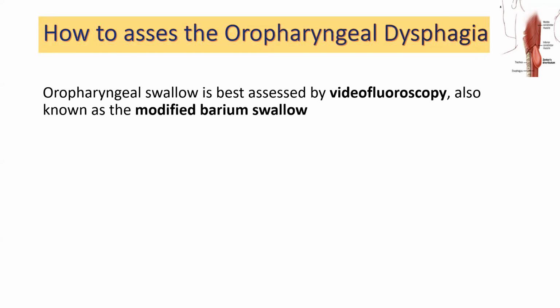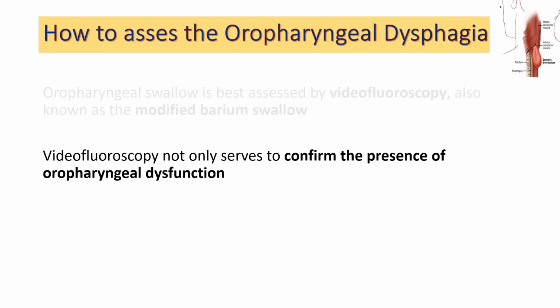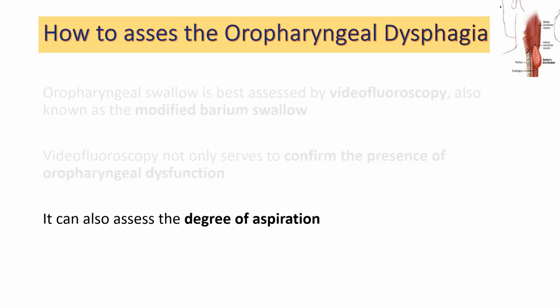This is like a video taken during a barium swallow, and in the video we can see everything that is happening in the hypopharynx. Video fluoroscopy not only helps to confirm the presence of oropharyngeal dysfunction, but it can also assess the degree of aspiration. For example, how much food is being swallowed and how much food is retained in the pharynx.